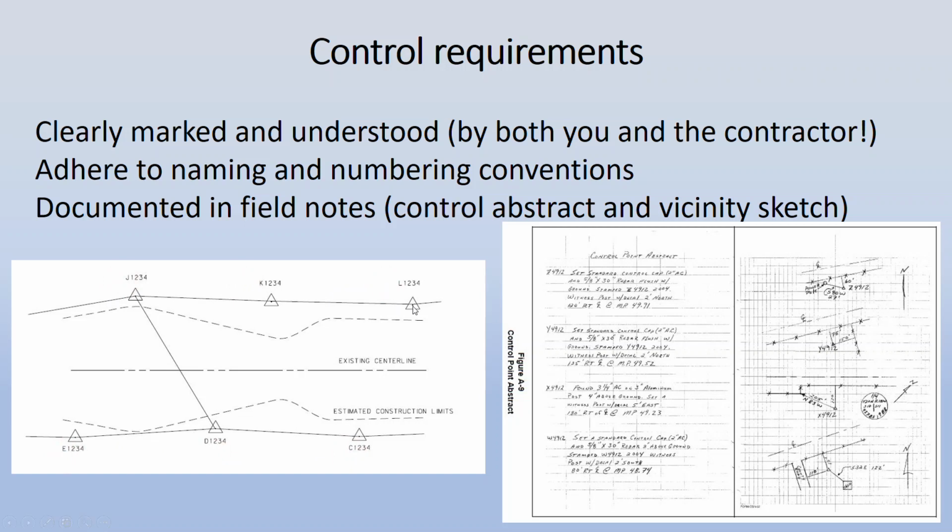And then they also require a control point abstract, and this is their example set of field notes. An abstract is just a description of what was that control point's name and number, what's the actual monument in the ground, and are there some reference ties to physical features out there that are going to help somebody find it. If there are, you put them in a little sketch.